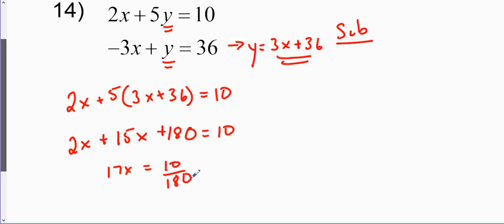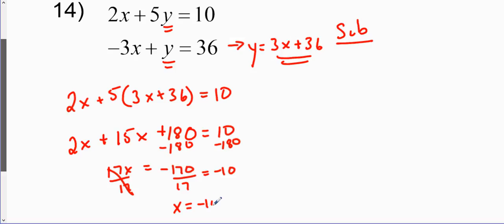Did I do all that right? No, I didn't. What did I screw up on? It's 17x plus 180, and I don't divide that. Oh, geez Louise, what am I thinking? Sorry about that. What we're going to do is subtract 180, which makes more sense. So 17x equals negative 170. Divide by 17, and that turns into negative 10. So x equals negative 10. That seems pretty reasonable.